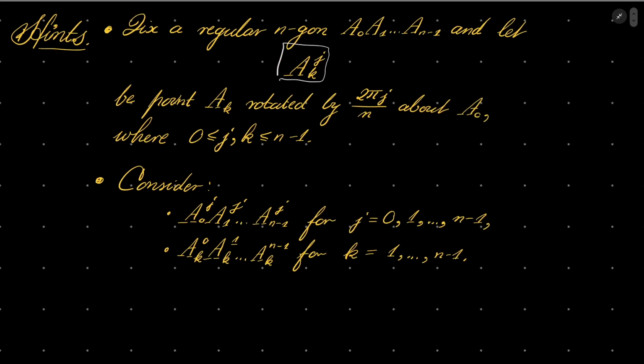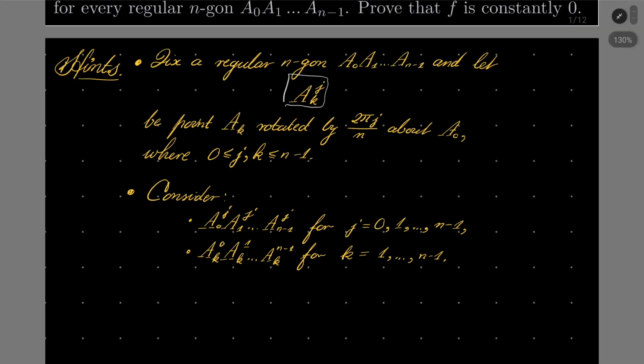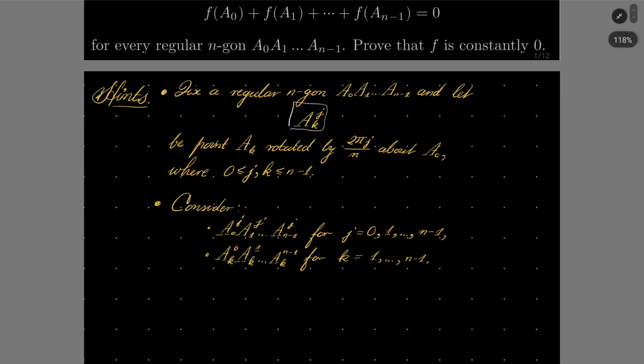And crucially, consider a0^j, a1^j, and so on, so with fixed upper index and lower index going from 0 to n minus 1. What figure is this? And moreover, consider a subscript k rotated by 0 degrees, ak rotated by 2 pi over n, and so on. So say something about these figures. Give this problem a try, and I will see you in just a minute.